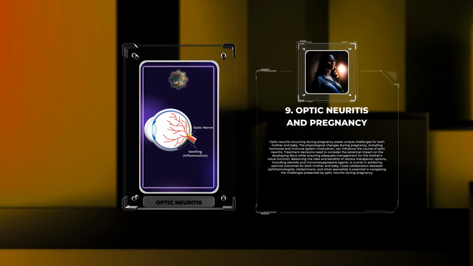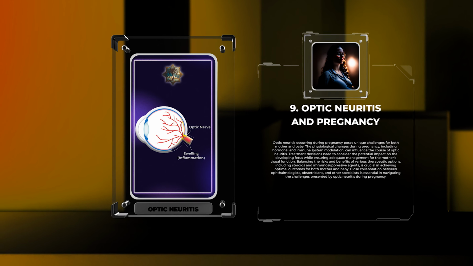The physiological changes during pregnancy, including hormonal and immune system modulation, can influence the course of optic neuritis. Treatment decisions need to consider the potential impact on the developing fetus while ensuring adequate management for the mother's visual function. Balancing the risks and benefits of various therapeutic options, including steroids and immunosuppressive agents, is crucial in achieving optimal outcomes for both mother and baby. Close collaboration between ophthalmologists, obstetricians, and other specialists is essential in navigating the challenges presented by optic neuritis during pregnancy.